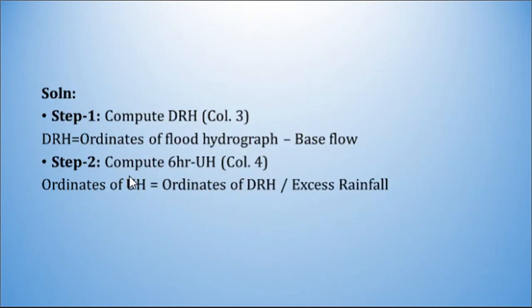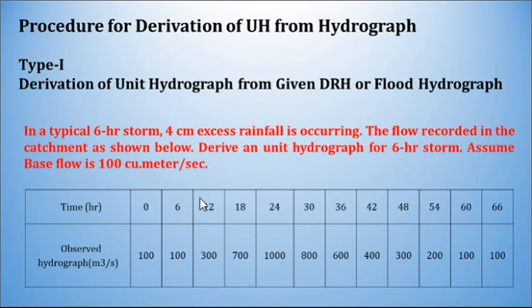Then second, compute the 6-hour unit hydrograph. You will find it by this step: ordinates of unit hydrograph is equal to ordinates of DRH divided by excess rainfall. Here the excess rainfall is given as 4 cm.